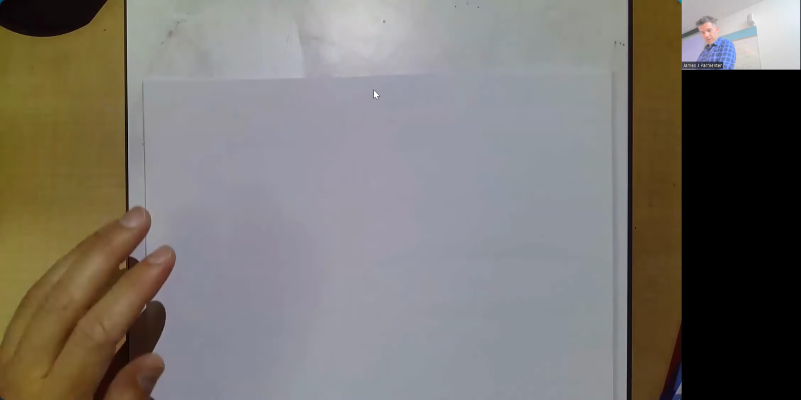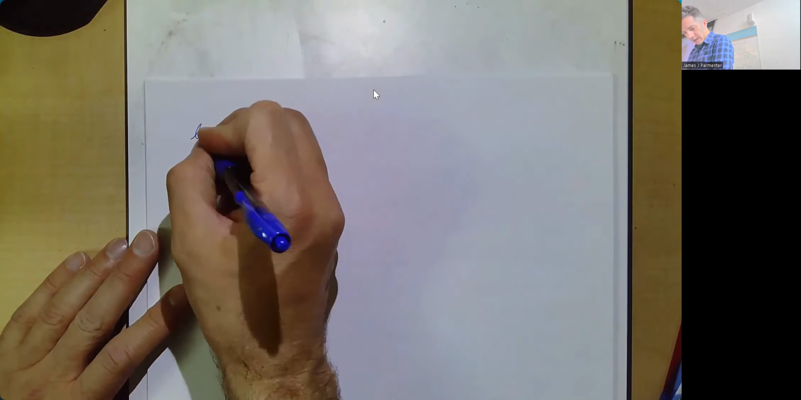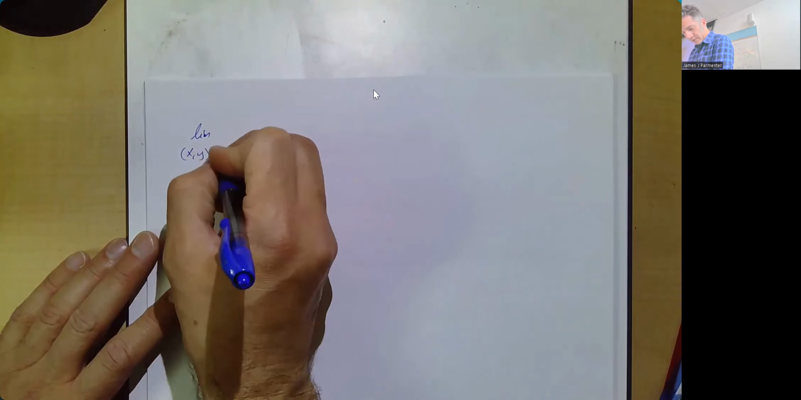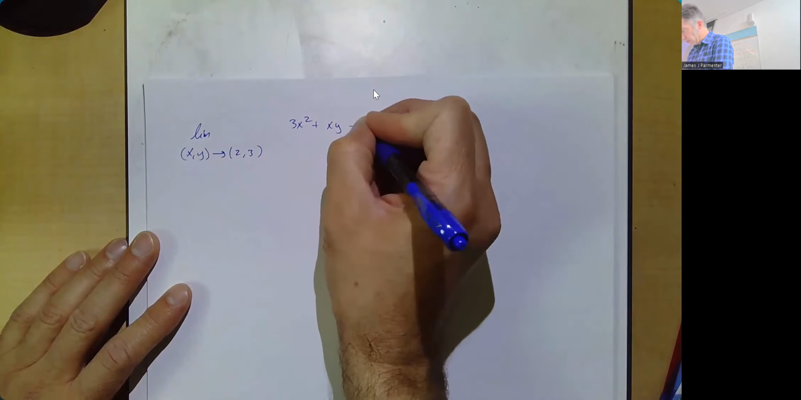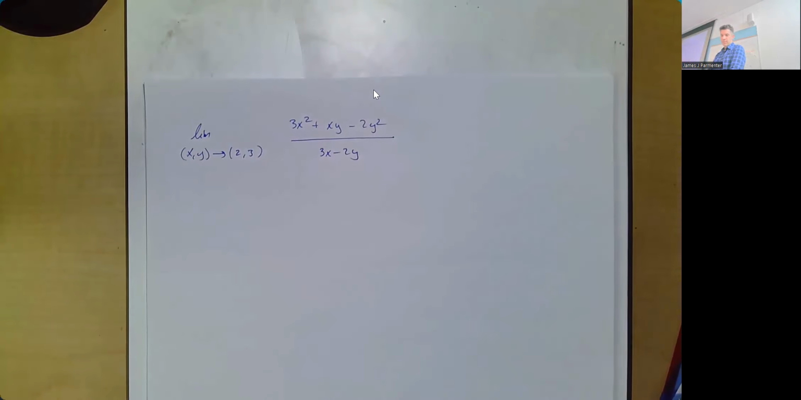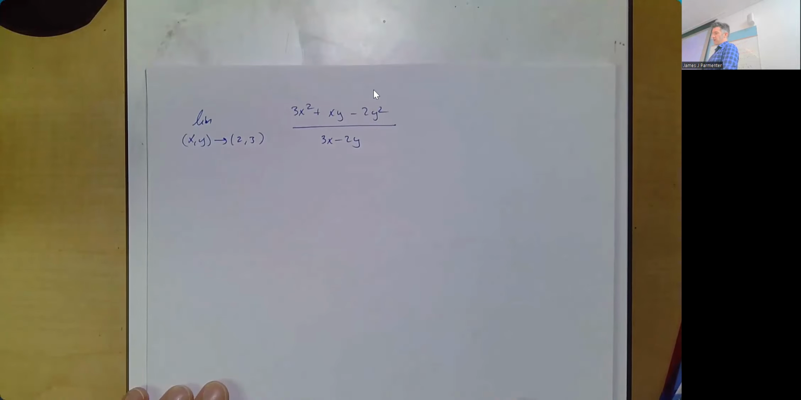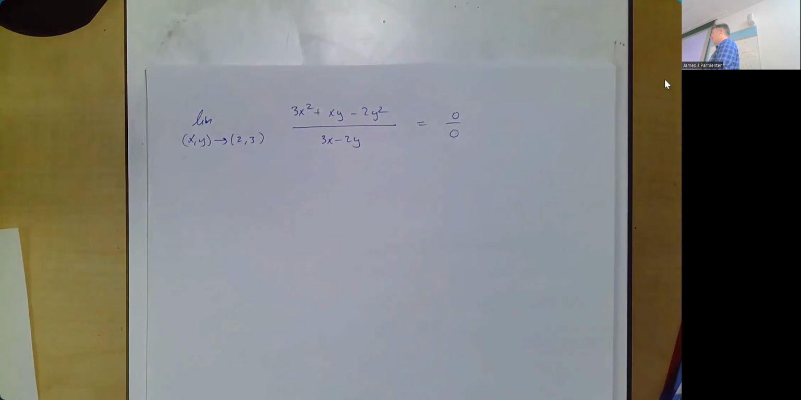So let's look at something like this. Here's a fun one. The limit as x, y approaches 2, 3 of 3x squared plus xy minus 2y squared over 3x minus 2y. If you had to guess, what do you think is going to happen when I plug in 2 and 3 for x and y? Am I going to get a nice number? Probably not. I'm probably going to get 0 over 0. It's going to happen most of the time.